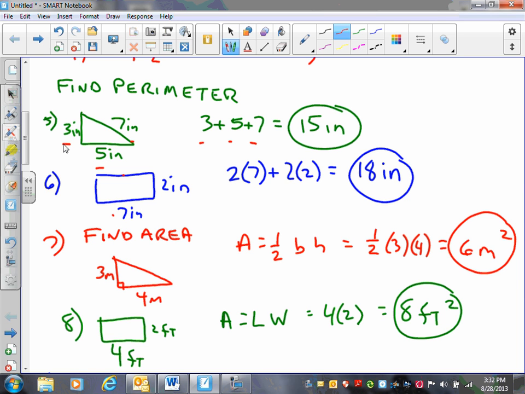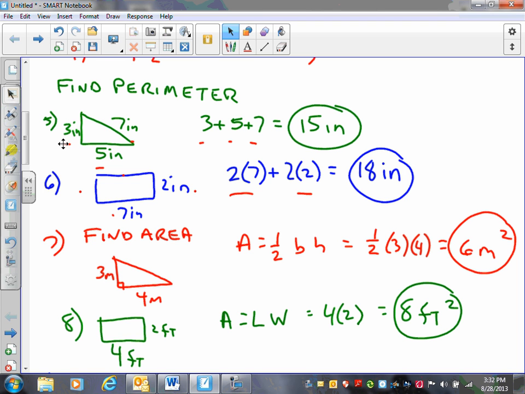2 lengths and 2 widths. So the perimeter is 2 times 7 plus 2 times 2. 14 plus 4 is 18 inches. Pay attention to units. The next 2 problems, I asked you to find the area.